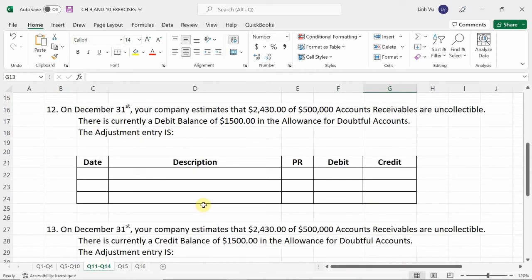Okay. Let's do another one. If on December 31st your company estimates that a total of $2,430 out of $500,000 accounts receivable is to be uncollectible, and there's currently a debit balance of $1,500 in the allowance for doubtful accounts. The adjustment entry is bad debt expense. Bad debt expense.